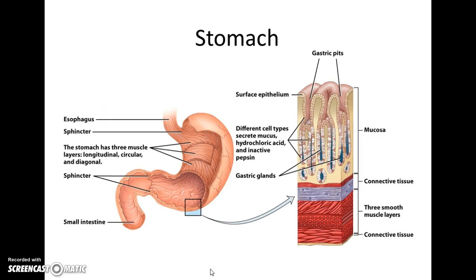So something pretty neat about the stomach is you can see that it has this surface epithelium. The little surface epithelium is going to allow the stomach to withstand the acidity. So that's why you don't get heartburn in your stomach, you just get heartburn in your esophagus. That ends up happening because you don't have that surface epithelium in the esophagus or in the small intestines.